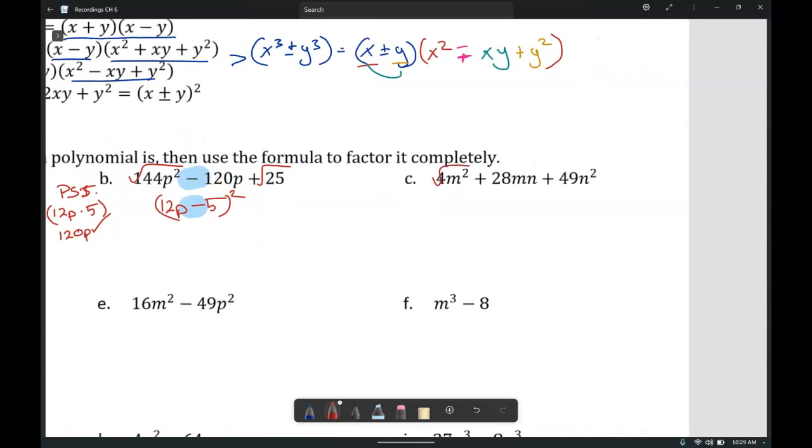Same over here. We check the roots, 2m, 7n. If we multiply 2m by 7n and double it, we get 28mn. So it is a perfect square trinomial. We match the sign, quantity squared.